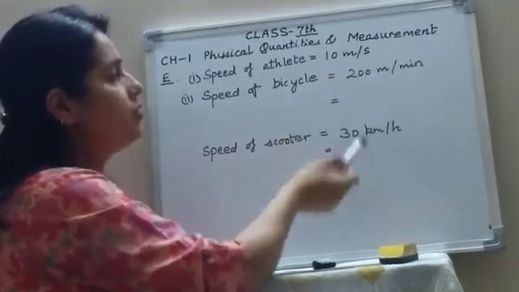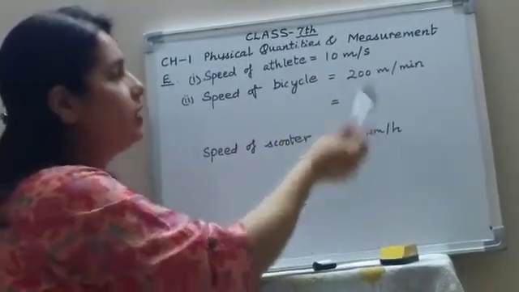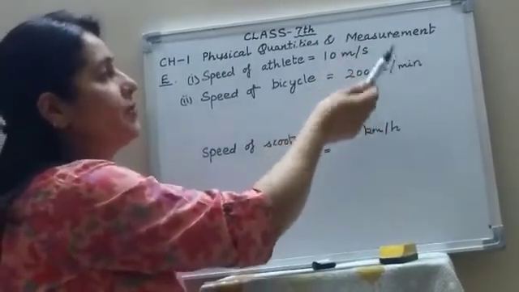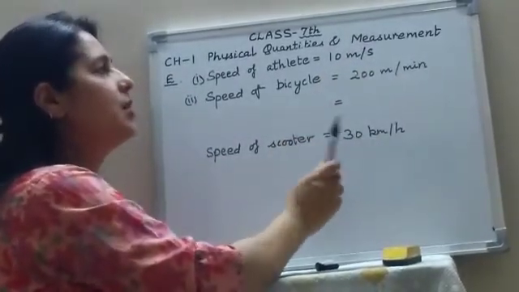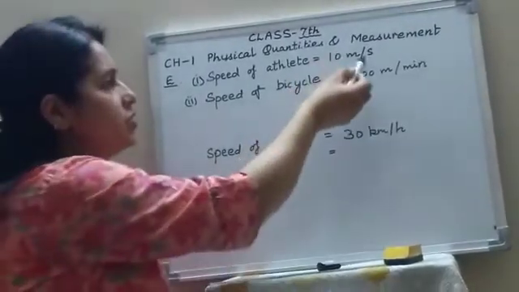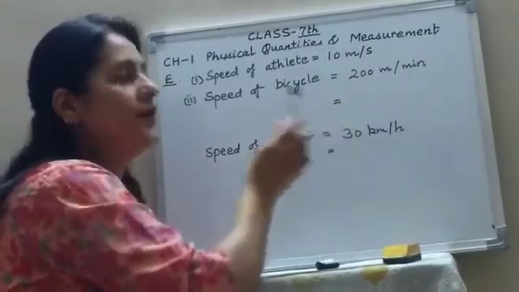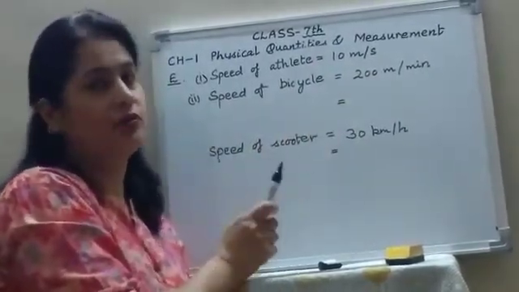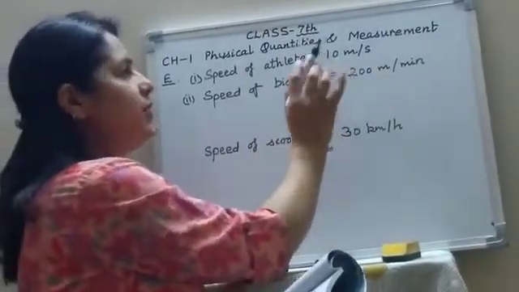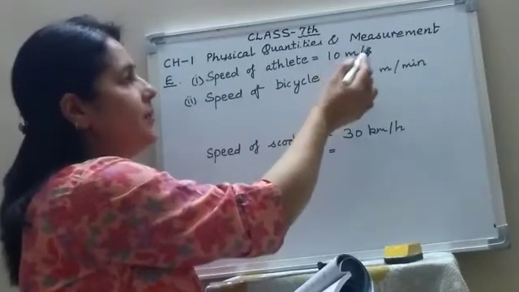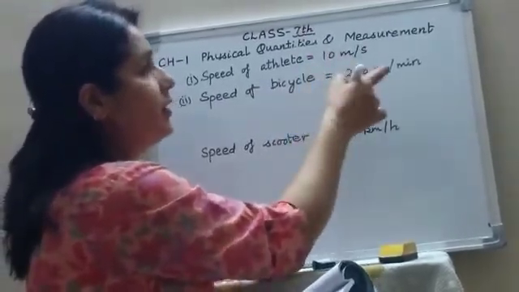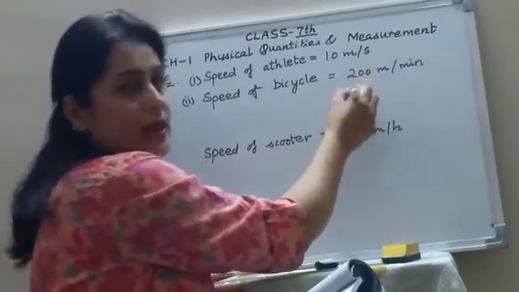Now how can you compare these? Here the units are different. This is meter per second, this is meter per minute, this is kilometer per hour. So the first step is that you have to convert all these units into the same unit. Now, let us assume that we will take the unit as meter per second. Now, we will convert this 200 meter per minute into meter per second. So, how will you do?